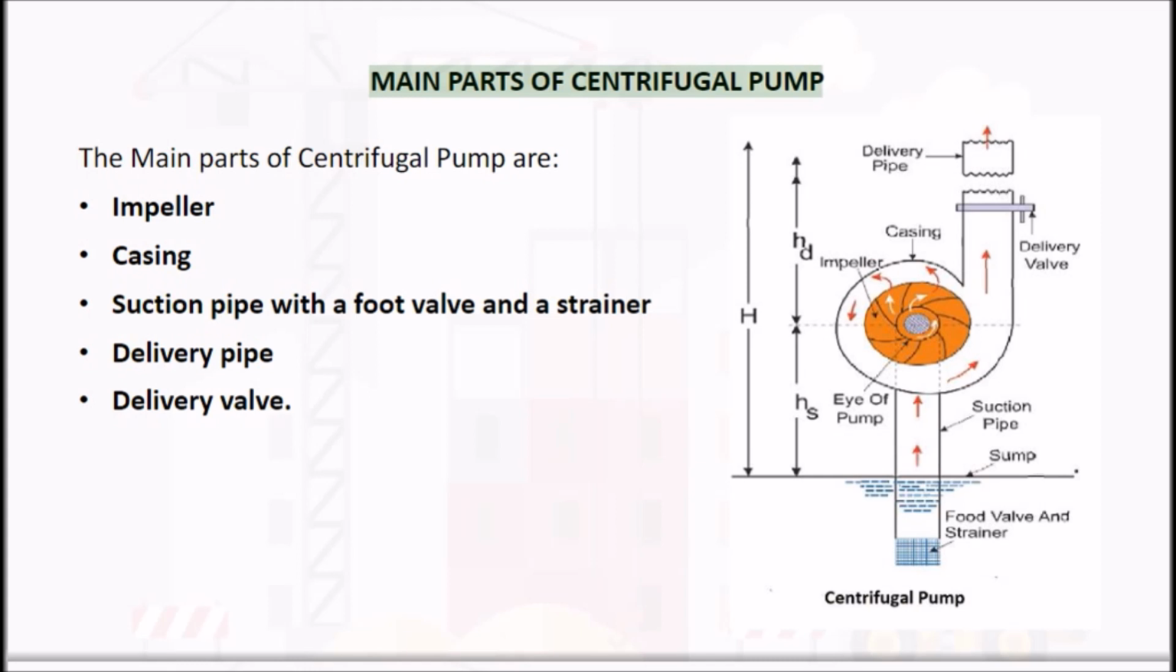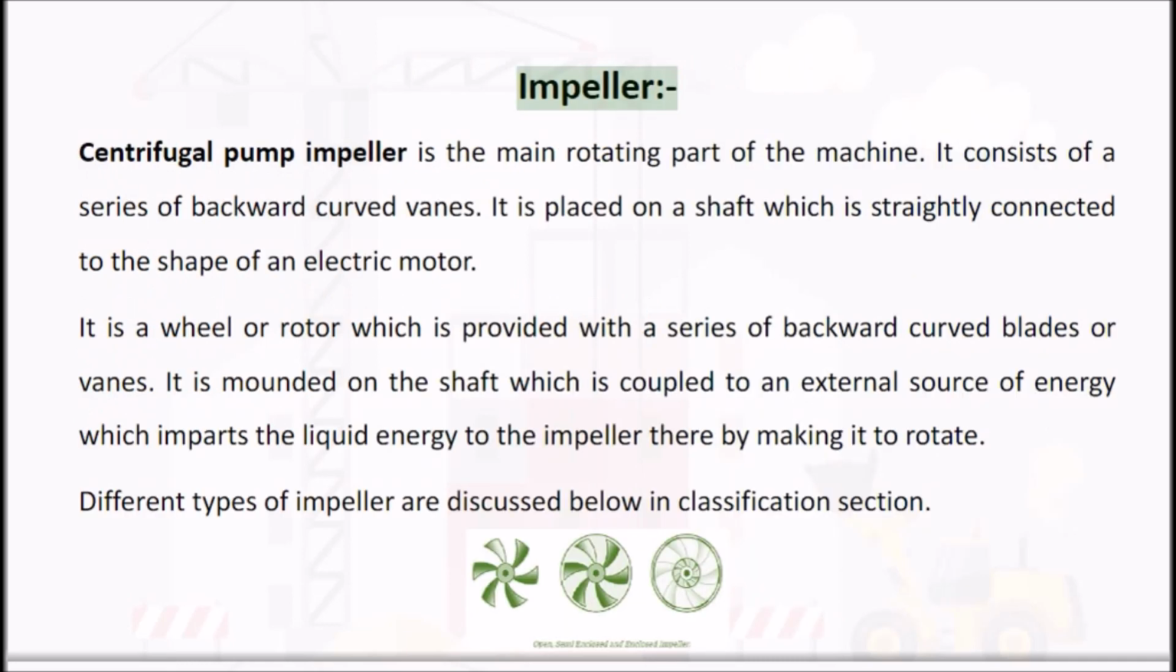Main parts of a centrifugal pump. The main parts of a centrifugal pump are: impeller, casing, suction pipe with a foot valve and strainer, delivery pipe, and delivery valve. Impeller.